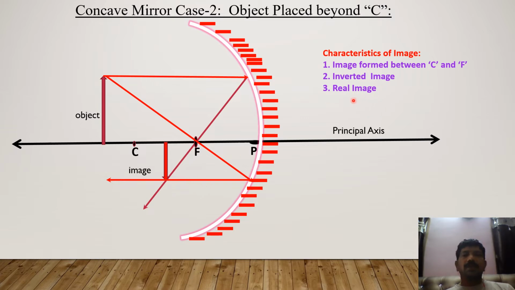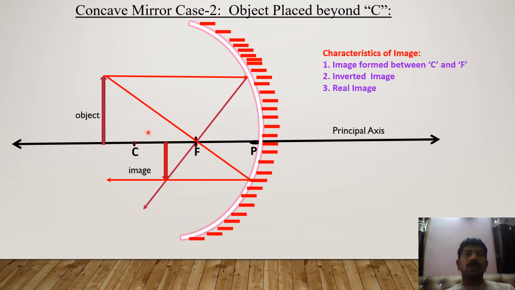So what are the characteristic features of the image formed when the object is placed beyond C? Image formed between C and F, center of curvature and focus. The image is inverted and real. Next, a smaller image is formed when compared to the size of the object. Are you clear about that one?